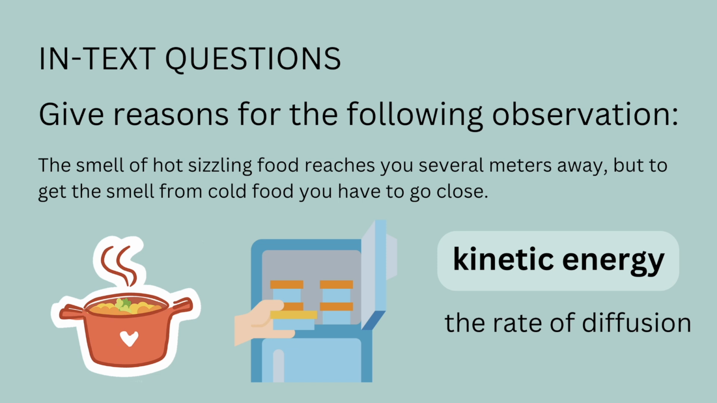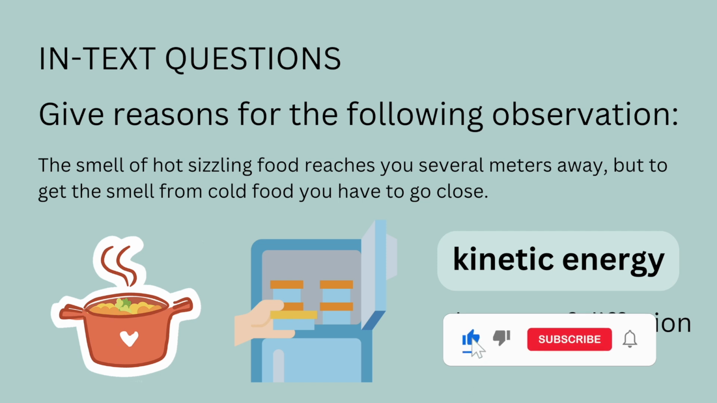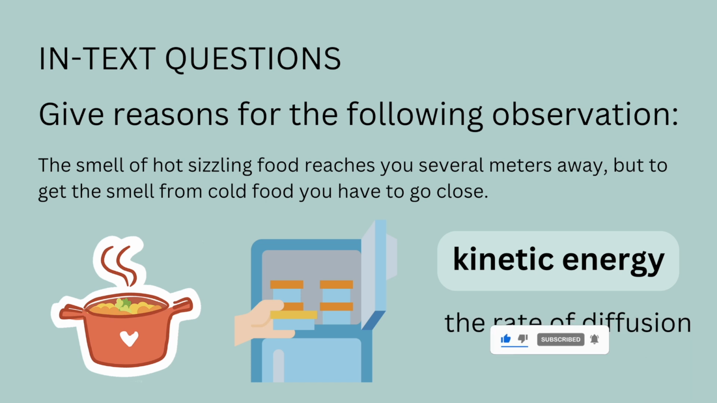So, kinetic energy. The particles of matter possess kinetic energy, and the rate of diffusion determines how fast the smell reaches you. As the kinetic energy increases, the rate of diffusion also increases, and kinetic energy obviously increases with temperature. That is how the smell of hot sizzling food reaches you quickly, rather than food taken out of the fridge. Again, if you're not clear with these concepts, please go and watch the previous video. We have talked in detail about this there.